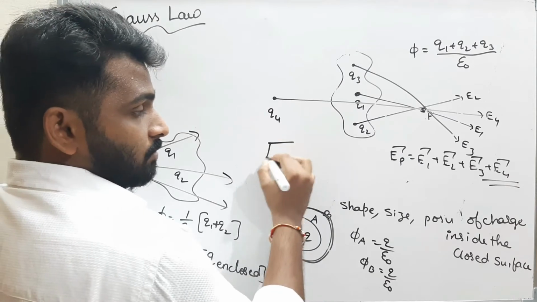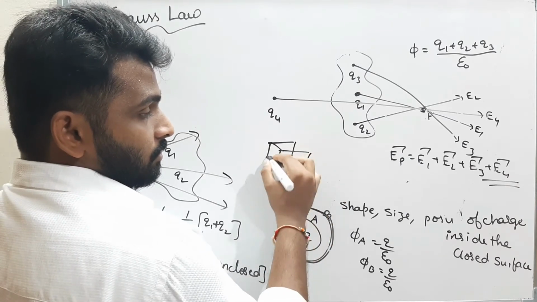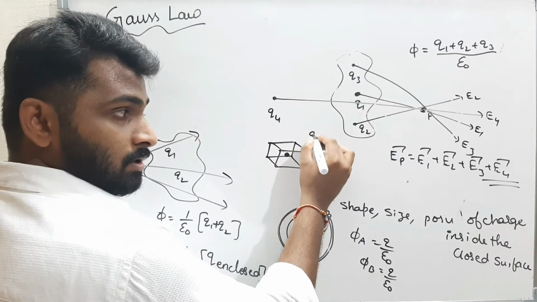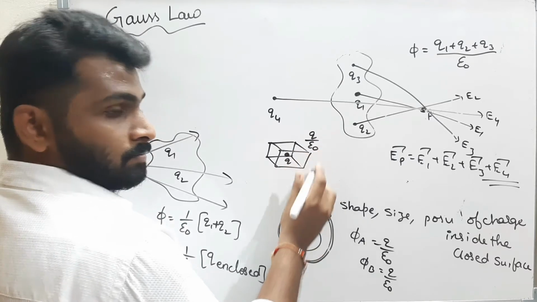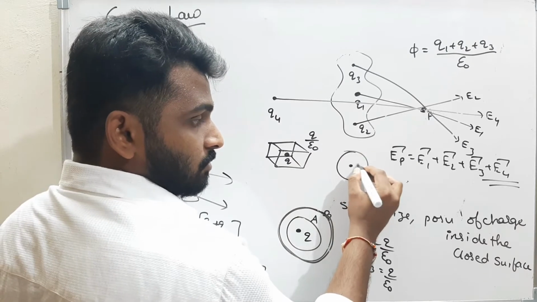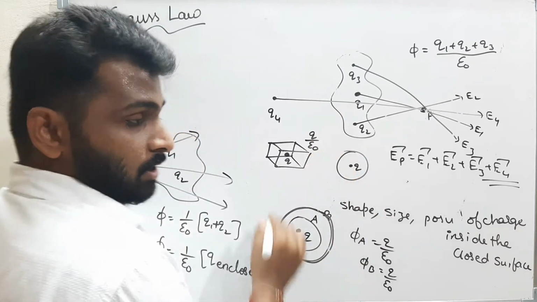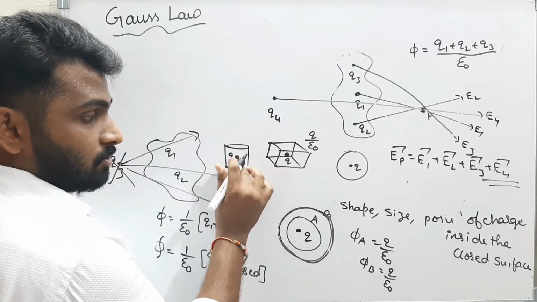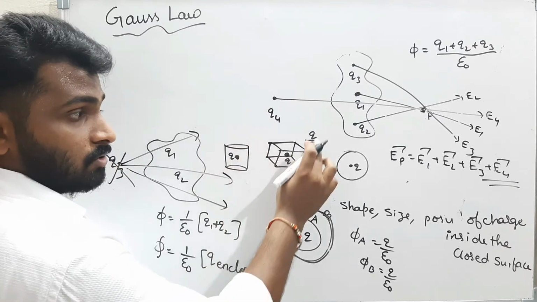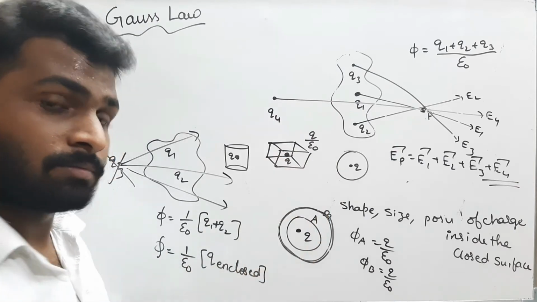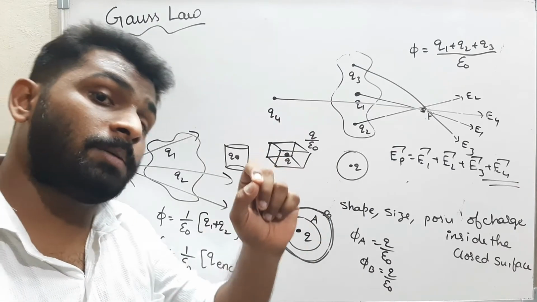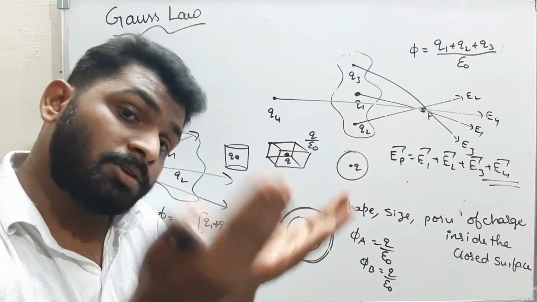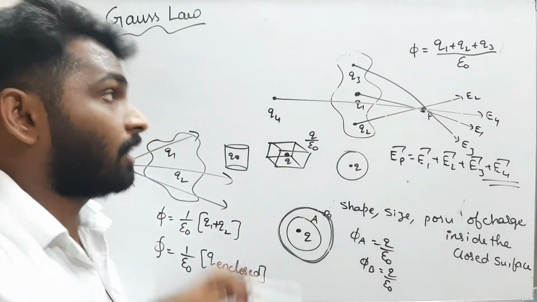It may be any shape. It may be a cuboid. The charge is inside. The flux through this closed surface is Q by epsilon naught. It may be a spherical body. The charge is Q. What is the flux? Q by epsilon naught. It may be a cylindrical shape. The charge inside is Q. Therefore, the flux through this closed surface is Q by epsilon naught. It may be any shape, but the flux will always be 1 by epsilon naught times the charge enclosed by the closed surface. And the closed surface may be any shape. No problem. I think this is clear.